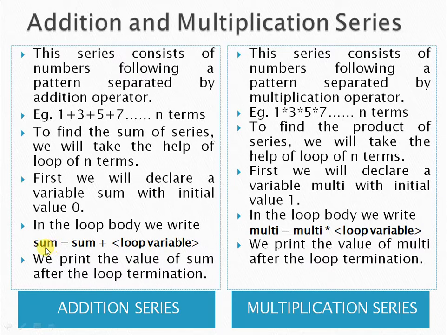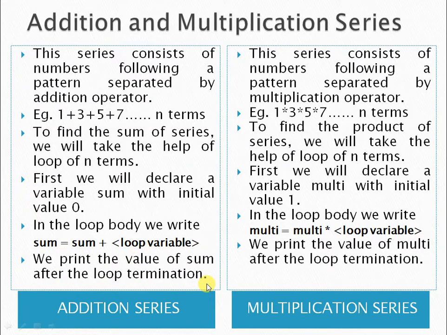Then this value will keep on changing with those numbers. Initially sum is 0, then 1 will be added to it, sum will become 1, then 3 will be added to it, the sum will become 4, then 5 will be added to it, then it will become 9, and so on. And after following this process up to n terms, we will be able to get the final sum of this series, and we will print the value of sum after the loop termination.